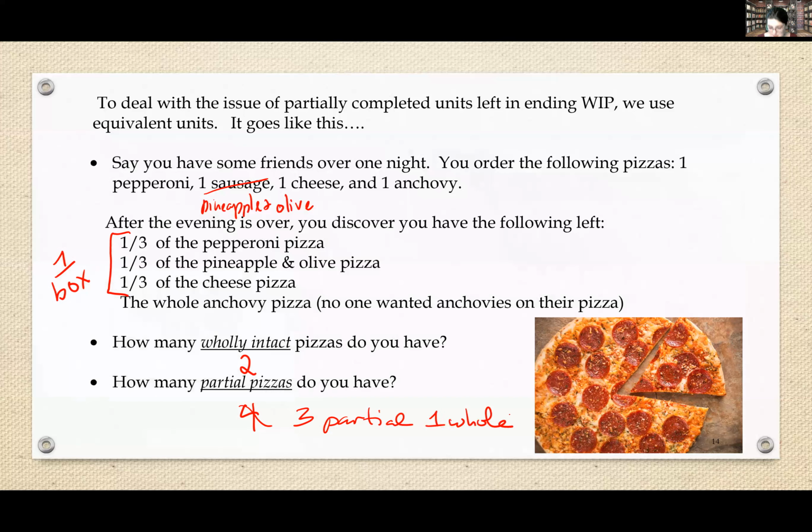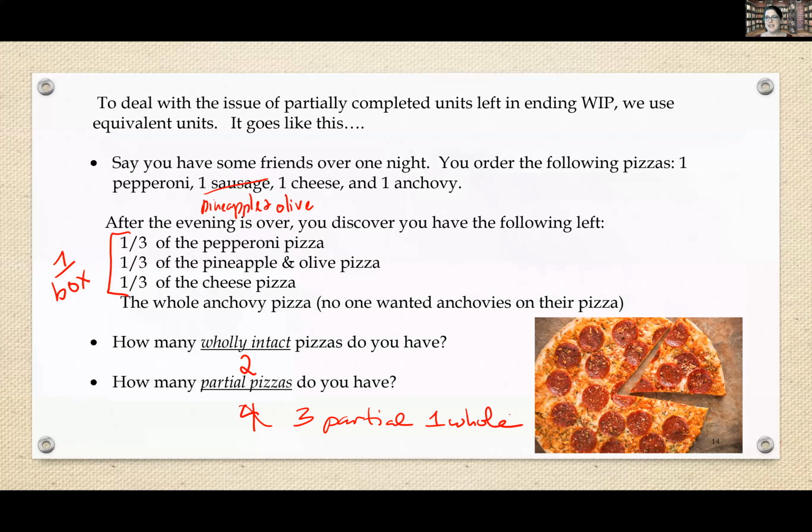Now, in reality, we'd probably just throw out the anchovy and just have one partial pizza at the end of the night. But in this example, we still have two. Okay, so that's the same thing we're going to do in that thought process of equivalent units.